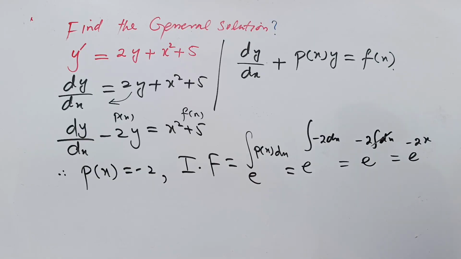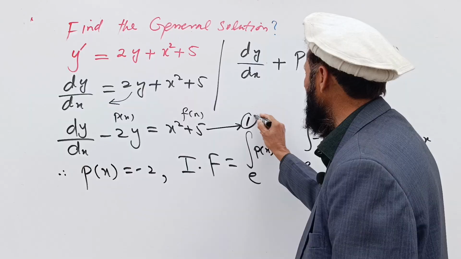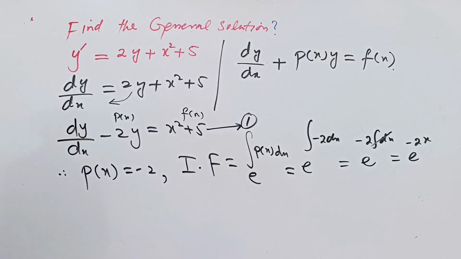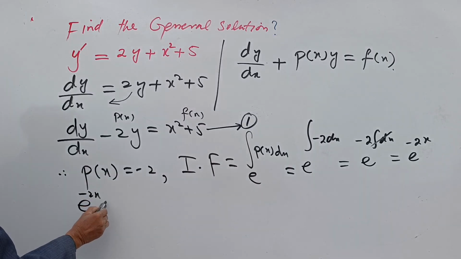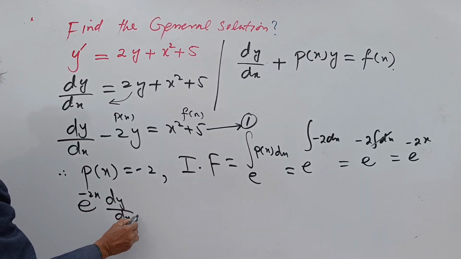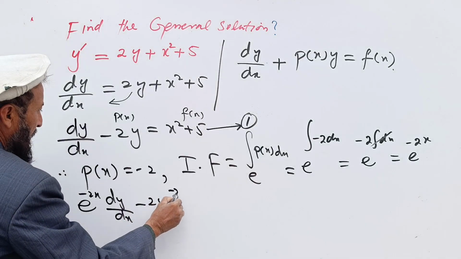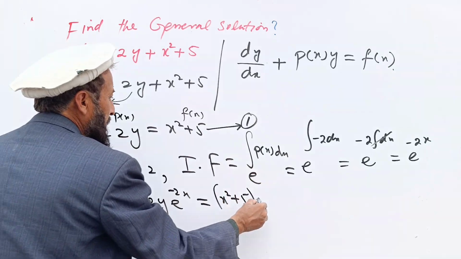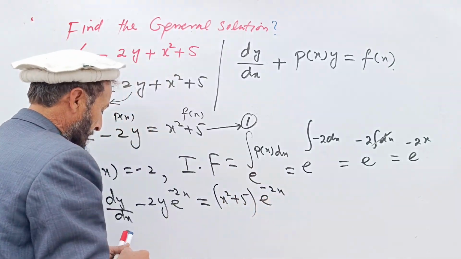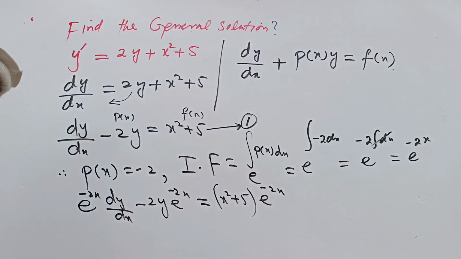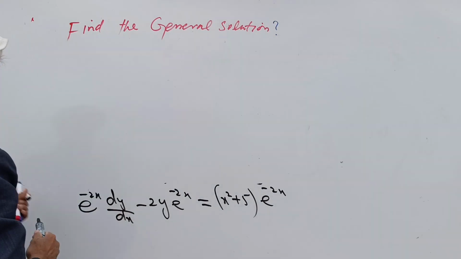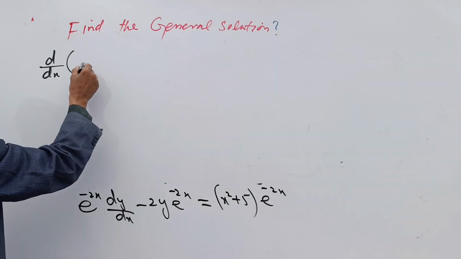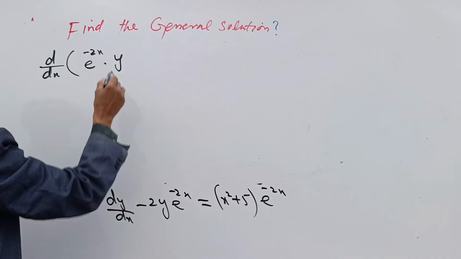Now this integrating factor we multiply to equation number first. Here is the first equation. Now we are multiplying this factor on both sides of the equation: e exponent of minus 2x dy by dx minus 2y e exponent of minus 2x is equal to x square plus 5 into e exponent of minus 2x. Now we change this into product form, d by dx of e exponent of minus 2x into y.